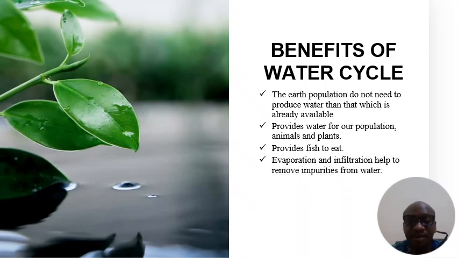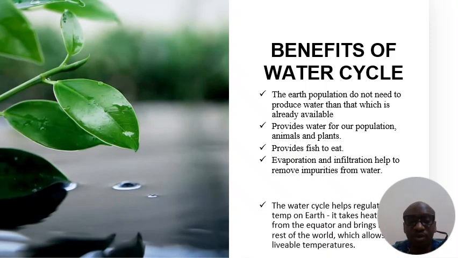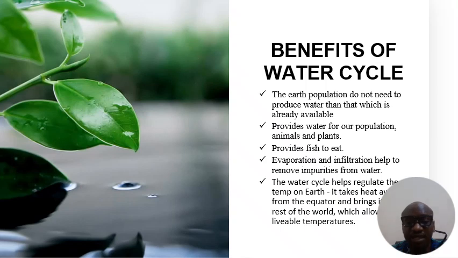Then evaporation and infiltration help to remove impurities from the water, because water that goes up from evaporation is naturally pure. Then it also helps to regulate the temperature of the earth. The earth is usually warm, but whenever there is rain, the temperature is regulated. So the benefit of the water cycle is as presented.